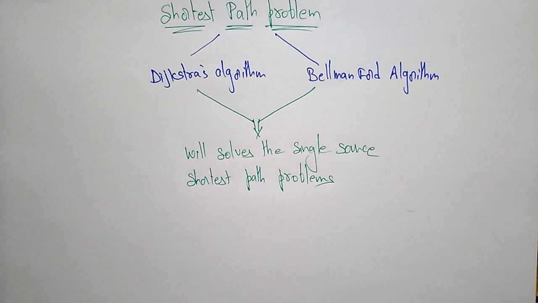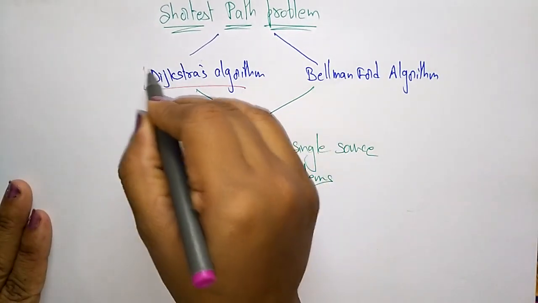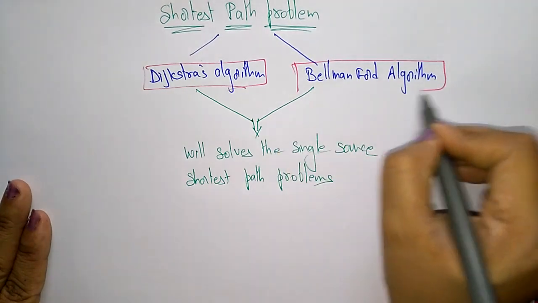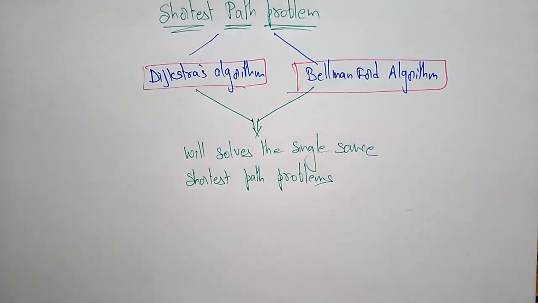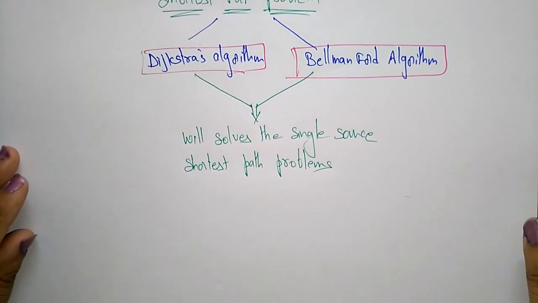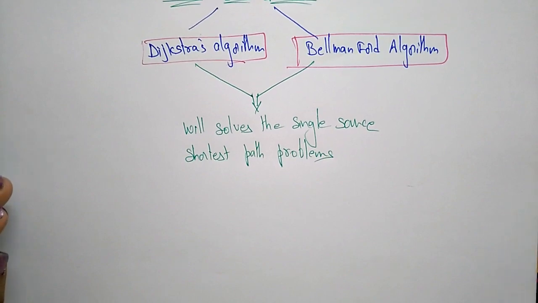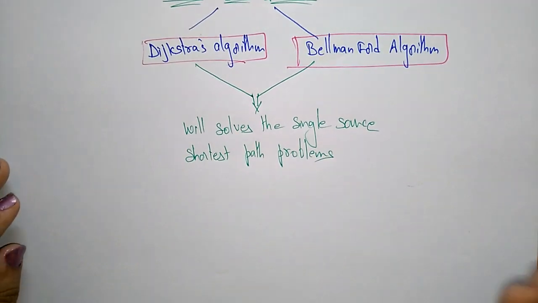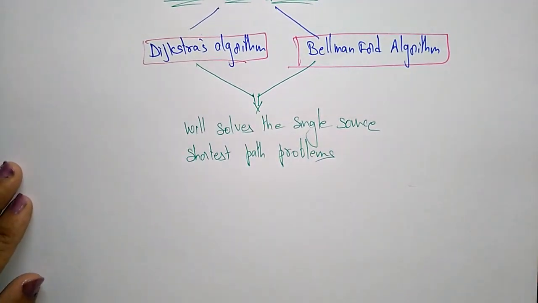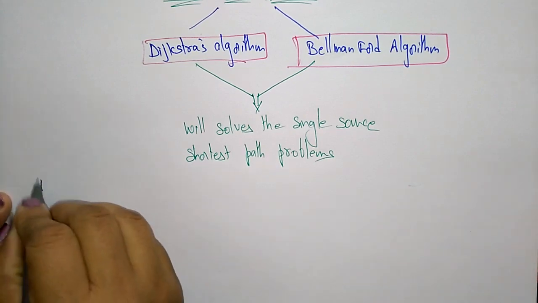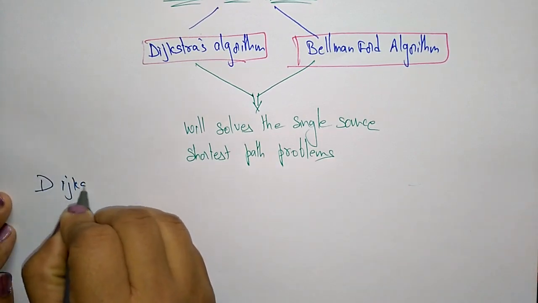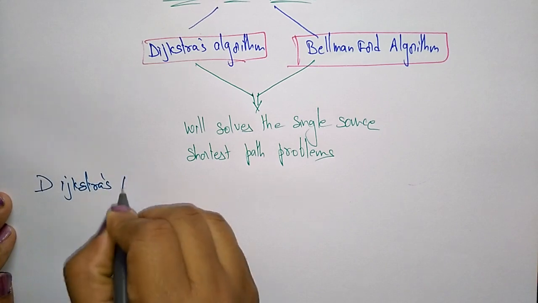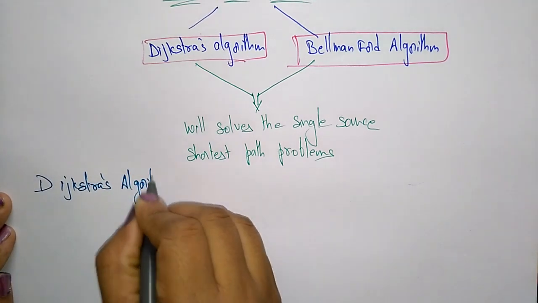Okay, so the shortest path problems are of two types, Dijkstra algorithm and the Bellman-Ford algorithm. Both are useful for solving the problems that occur in single source shortest path problems. So let us start by taking Dijkstra's algorithm.